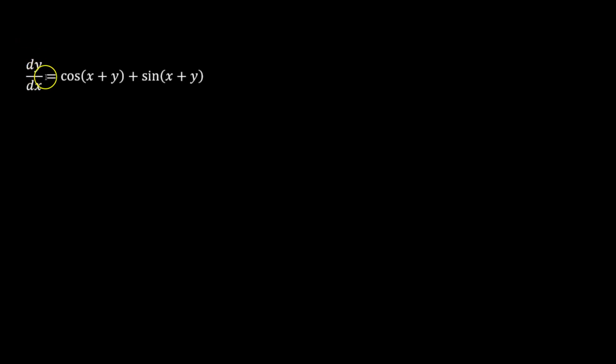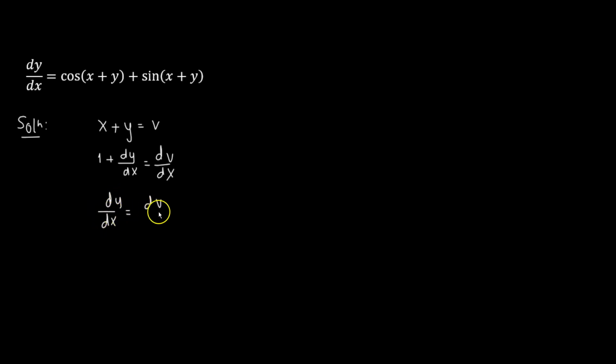So here we have the differential equation, and we need to solve it by using the method of variable separation. So we'll have to make an assumption that x plus y is equal to some variable v, and then differentiate both sides with respect to x. That gives us 1 plus dy over dx equals dv over dx. Isolating dy over dx, we have dv over dx minus 1.